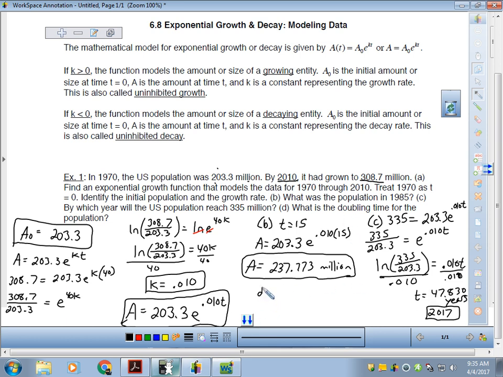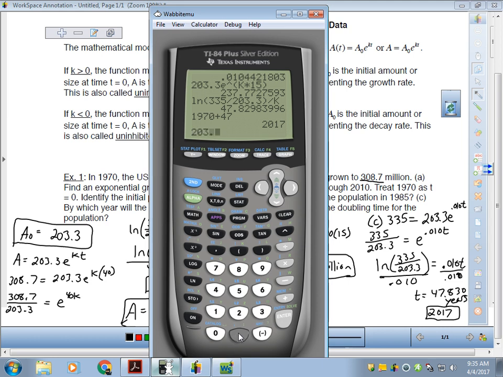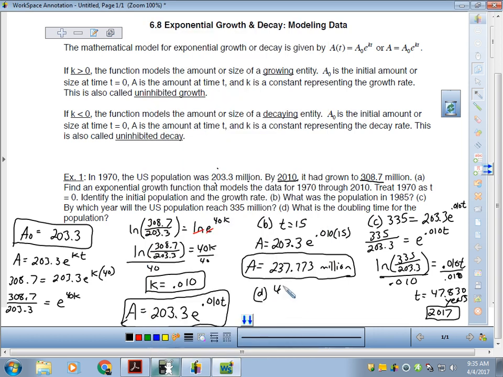All right. Part D asks, what is the doubling time for the population? So we have to double this. So let's take 203.3, multiply it by 2. There's our new amount, 406.6. So 406.6 equals 203.3 e to the 0.010 t. When we divide that over, we're just going to get 2. So 2 equals e to the 0.010 t.